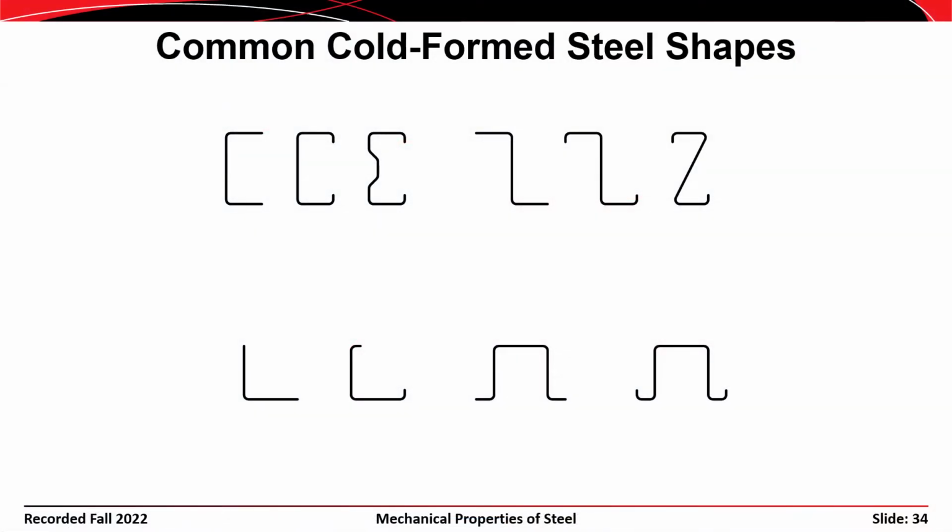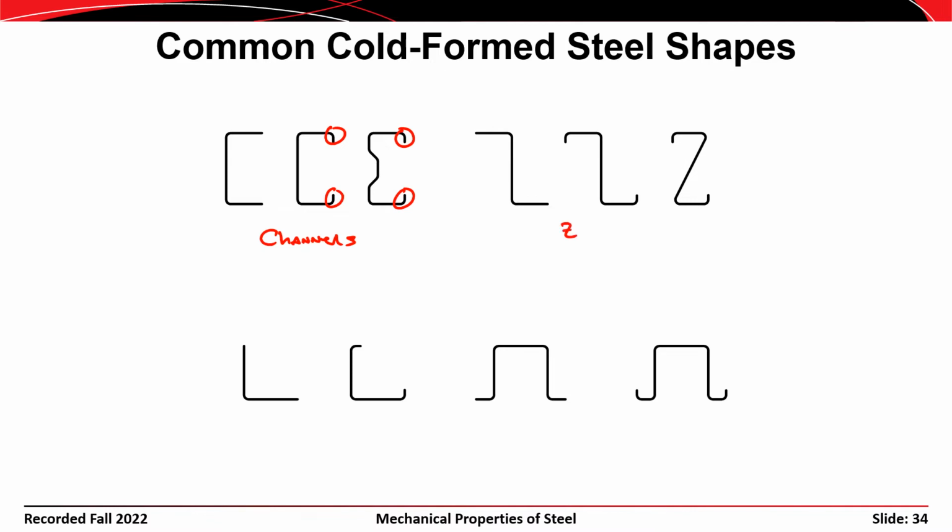This slide shows some common shapes that are used in cold form steel. So up here you have channel sections. So they come in 3 different varieties. You have a channel on the left, you have a lipped channel in the center, and then you have a sigma shape or lipped sigma on the right there. So these are lips. And those lips actually act as stiffeners to increase the buckling resistance of that member.